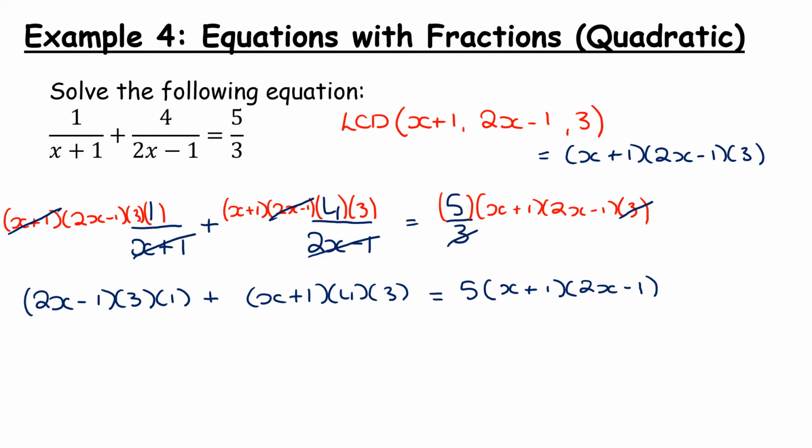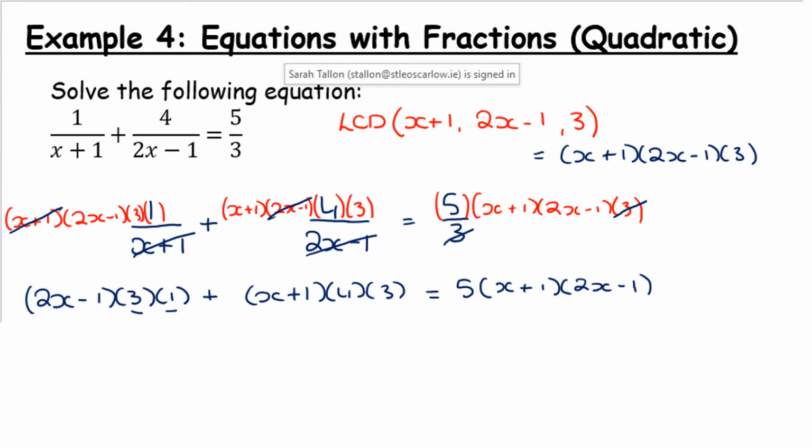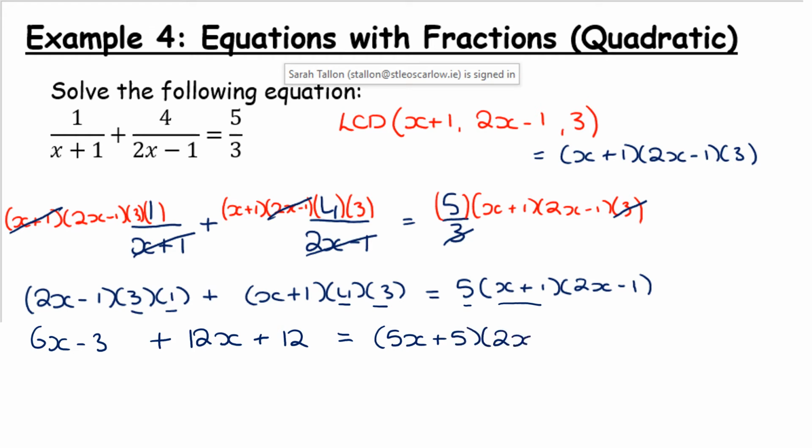So I'm going to multiply 3 by 1, which gives me 3, and then multiply the 3 by the bracket. So that gives me 6x minus 3. Here, I'm also doing the same idea. 4 by 3 gives me 12, and I'm multiplying 12 by the bracket. That gives me 12x plus 12 equals, here I'm going to multiply 5 by the first bracket, which gives me 5x plus 5 times the 2x minus 1.